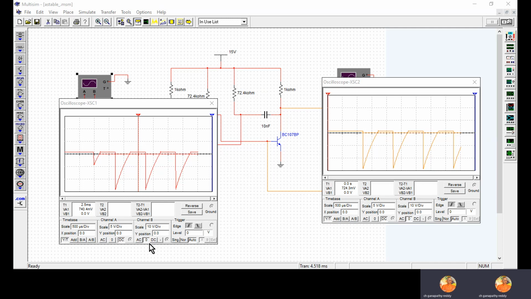Then this is DC, this one is grounded. So this is the on and off. Here, off is 15 volts. On voltage is very small, 0.08, something very small. So the transistor getting on and off is important. Here also on and off is important. So both the waveforms you can watch.